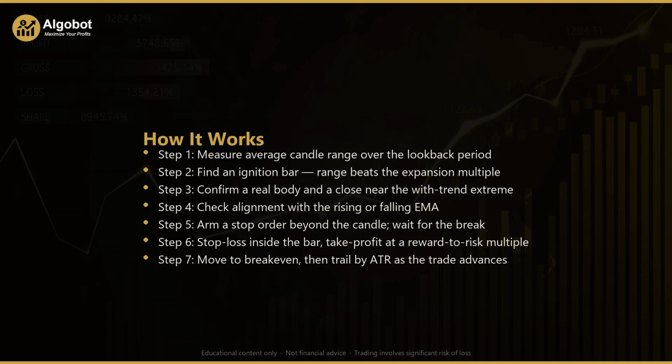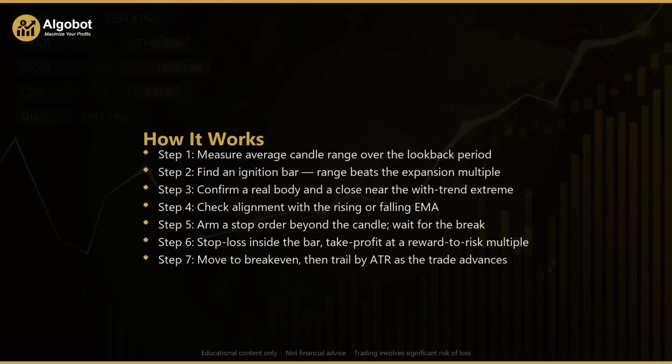If price does not reach that level within EntryExpiryBars bars, which defaults to 3, the order is canceled and the setup is abandoned. Risk is engineered carefully. The stop loss sits inside the ignition bar, a fraction of its range back from the extreme, set by StopDepthFrac. If that implied risk is larger than MaxRiskATR times the ATR, the setup is rejected outright, so overextended candles are never chased.